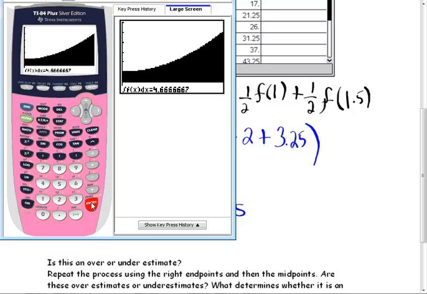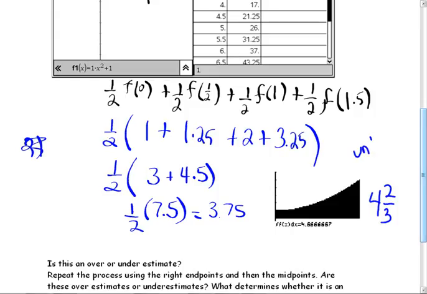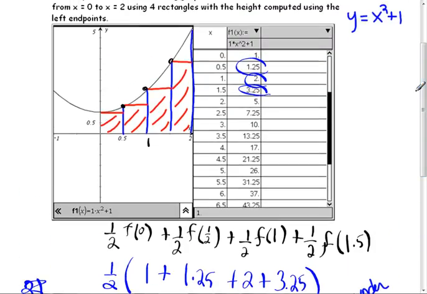Your Riemann program will shade in just 4 rectangles, so we can check with my arithmetic. So it's 4.66667, which is 4 and, what fraction is that? 4 and 2/3. Underestimate or over? Under. Now the question is, what determines if it's an underestimate or overestimate? Concavity.